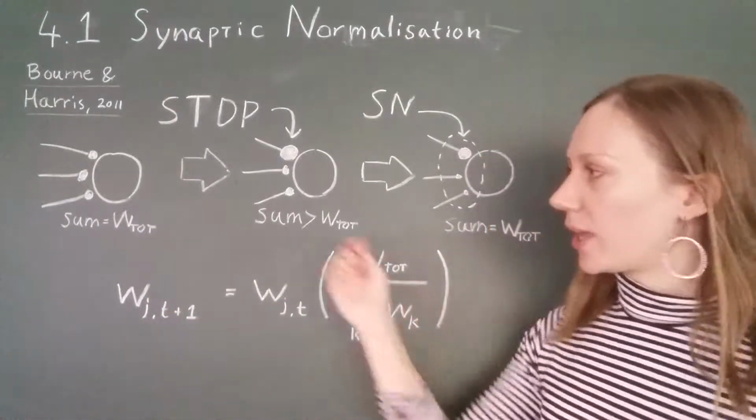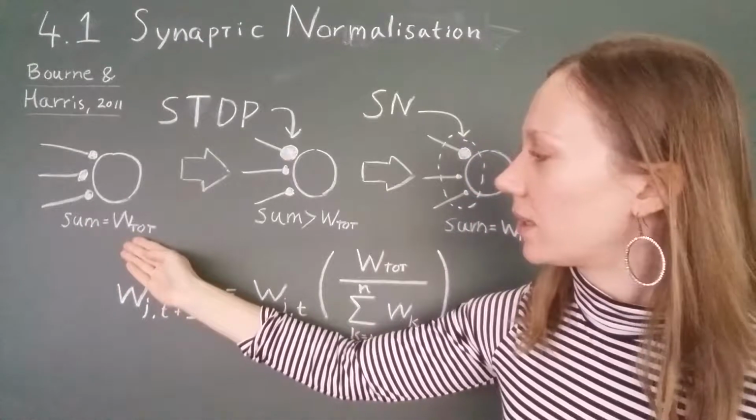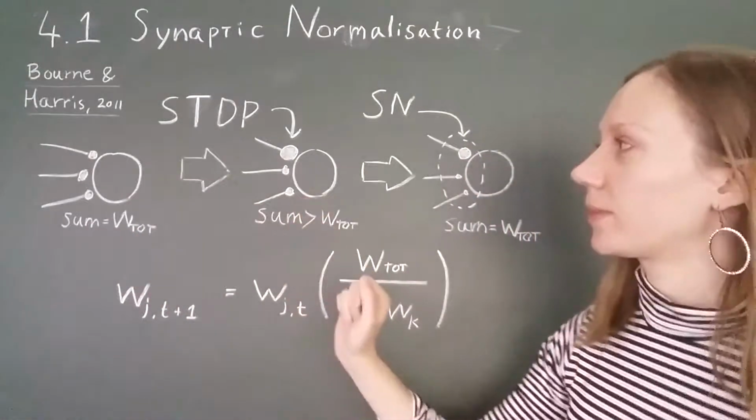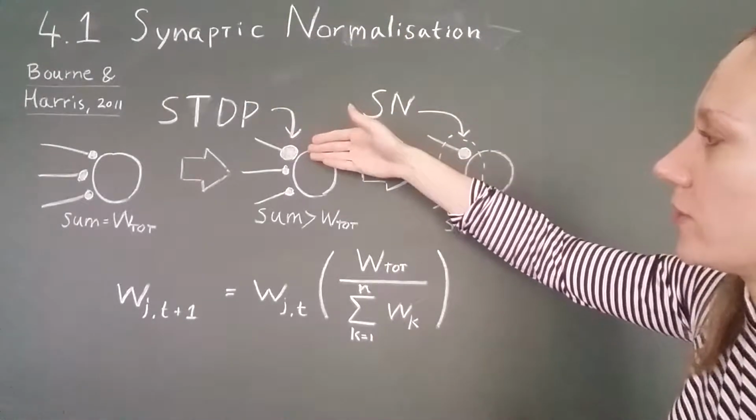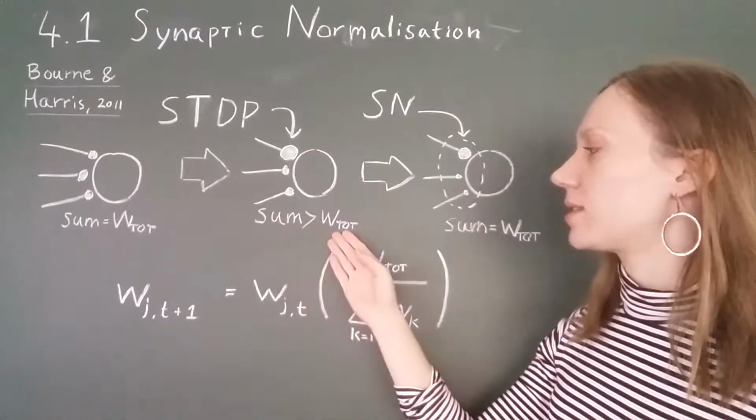Let us take this example here. We have a neuron with some inputs. The sum of these weights equals exactly W total. Everything is fine. Now, STDP might now selectively strengthen one of these weights. Of course, now the sum exceeds W total.